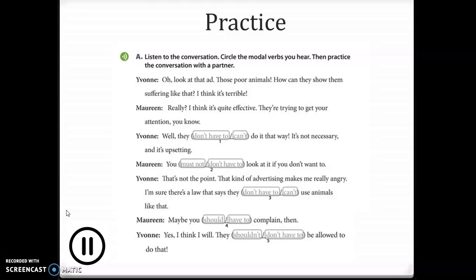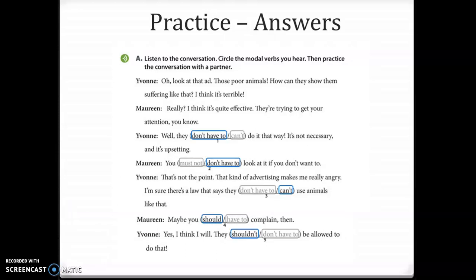Okay, so how did you do? Let's take a look at the answers. You can see in the middle, we have don't have to. Then we have number 2, don't have to. Number 3, can't. Number 4, should. And number 5, shouldn't. So let's go through this dialogue, starting with Yvonne.